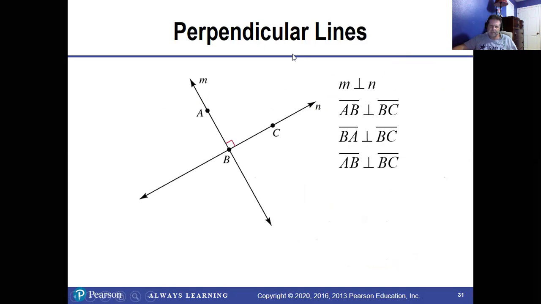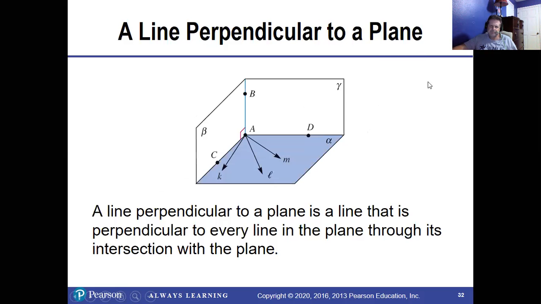All right, perpendicular lines. Perpendicular lines form a right angle. Okay, notice the different ways. Perpendicular symbol, upside down T, right? Lines M and N are perpendicular. Line segment AB is perpendicular to BC. You can even make those lines too. A line perpendicular to a plane. A line perpendicular to a plane is a line that is perpendicular to every line in the plane through its intersection. So if this line is perpendicular, it's going to be perpendicular to all these lines inside the plane.